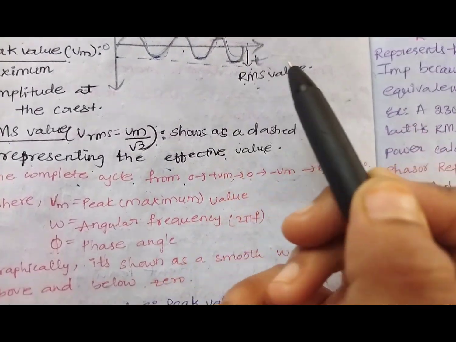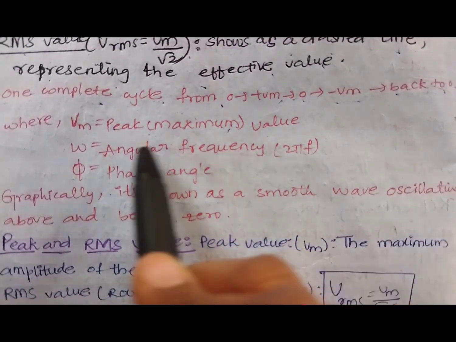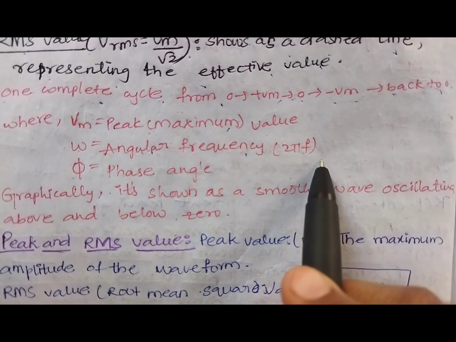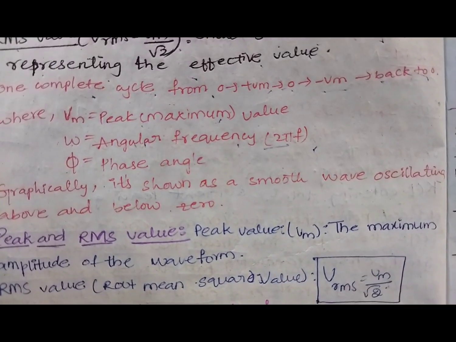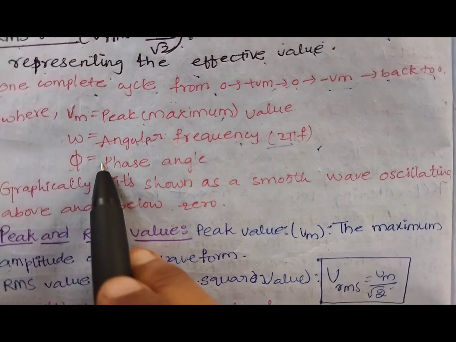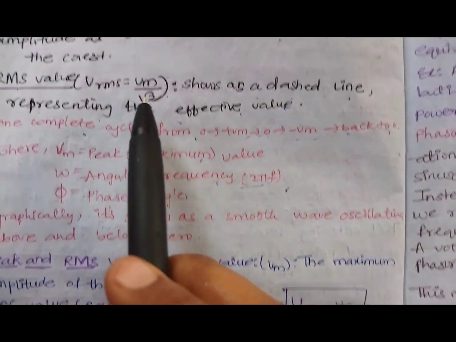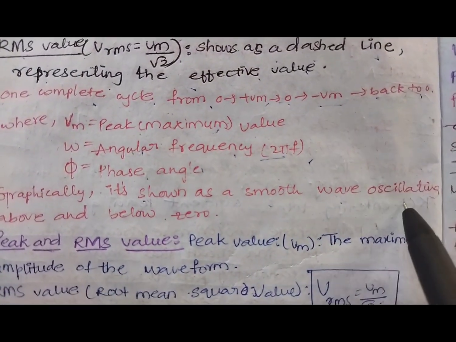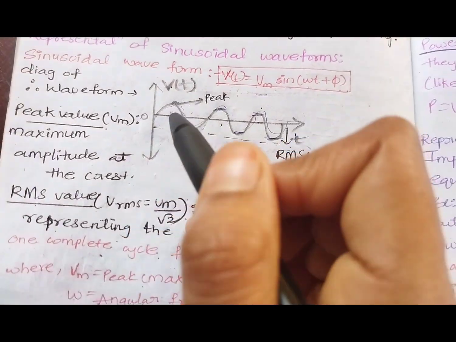Vm is the peak or maximum value, and omega is the angular frequency, represented as 2 pi f. 2 pi is the angle of 360 degrees, with frequency f. Phi is the phase angle. This is the graphical representation. It shows a smooth wave oscillating above and below zero.